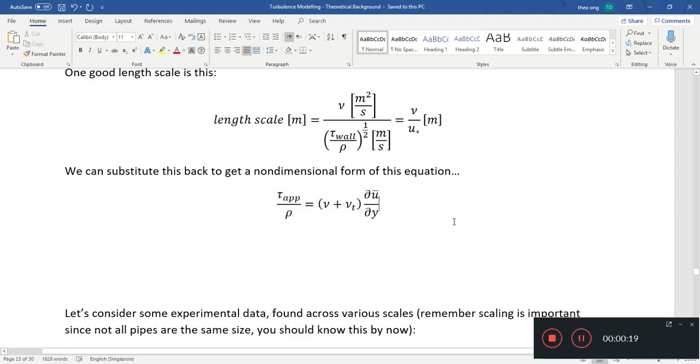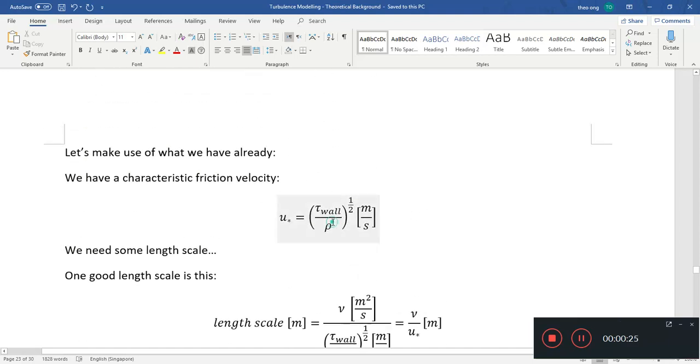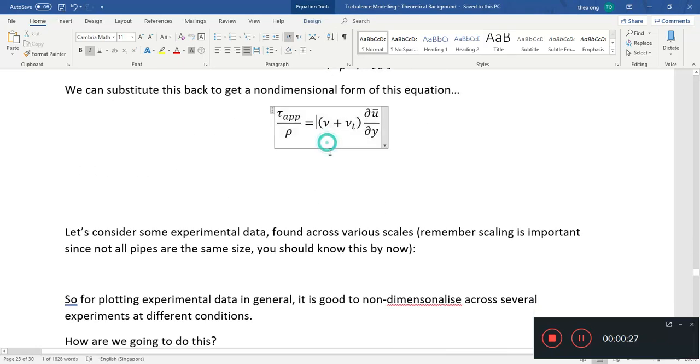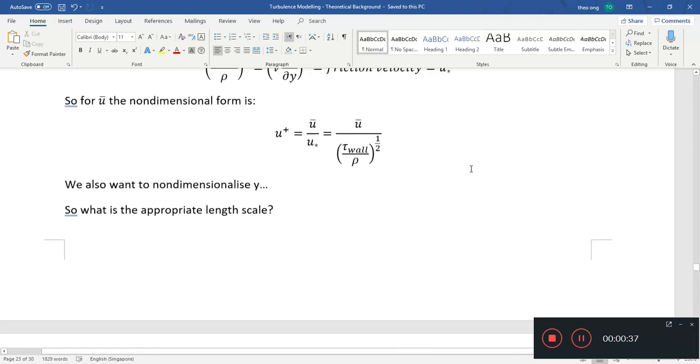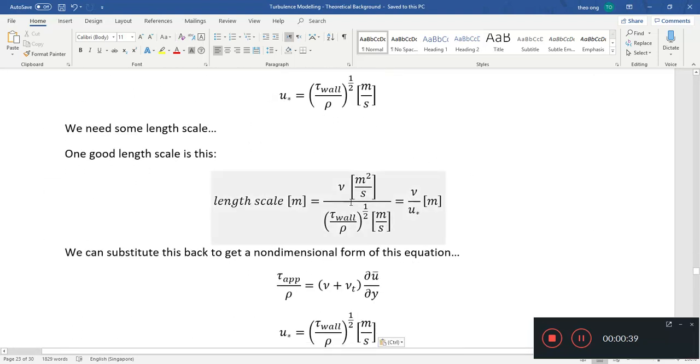Yes, we're going to non-dimensionalize this equation. And this is how we're going to do it. Remember before we wanted to use U star, right? U star, which is the tau at the wall divided by the density, and then we square root it, and then the relevant length scale will be this nu over U star.